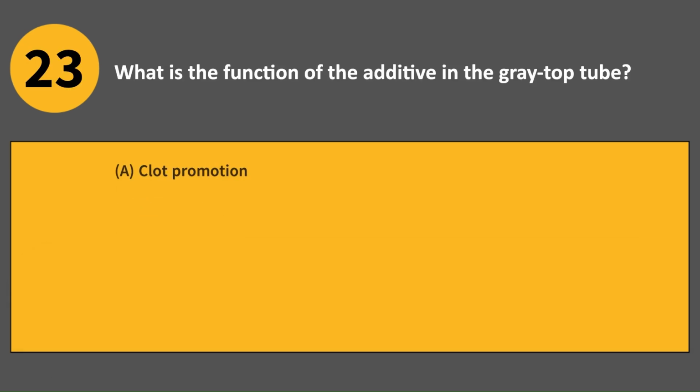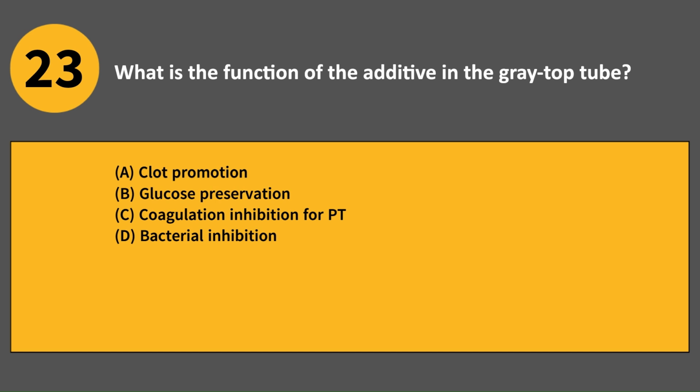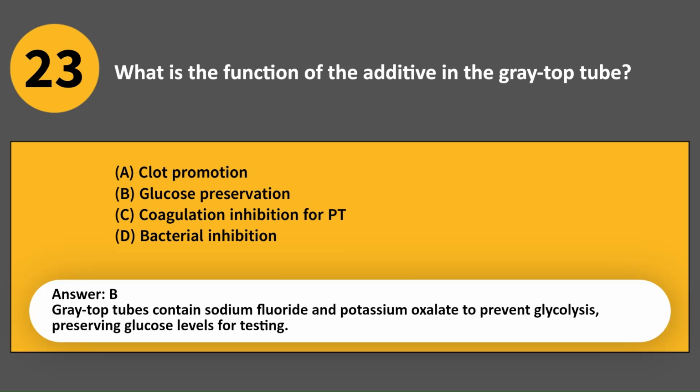What is the function of the additive in the gray top tube? A. Clot promotion. B. Glucose preservation. C. Coagulation inhibition for PT. D. Bacterial inhibition. Answer B. Gray top tubes contain sodium fluoride and potassium oxalate to prevent glycolysis, preserving glucose levels for testing.